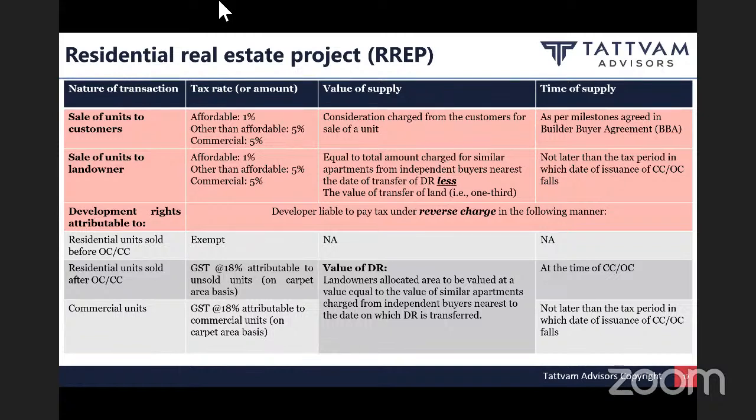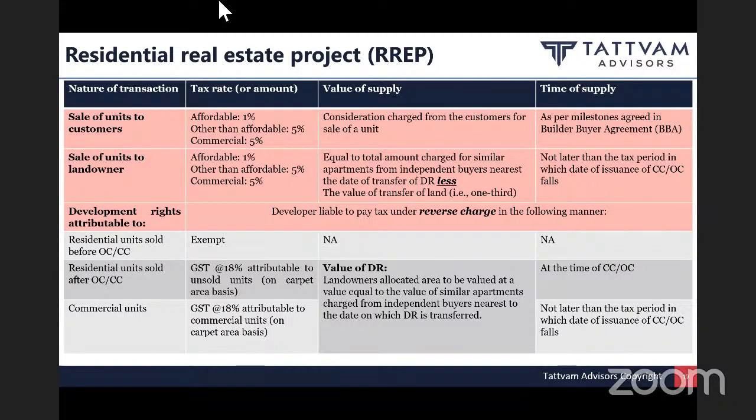Second, developer is allocating 40% area to the landowner. On this allocation of area to the landowner by the developer, there is a provision of construction services by the developer to the landowner, because he is constructing for the landowner and allocating 40 units to the landowner. So there will be a tax implication on this 40 units also, which is allocated to the landowner. Developer will charge GST at market value of these units, which is nearest to the first sale. GST will be leviable at the rate of 1% or 5%, as the case may be, affordable 1, non-affordable 5.